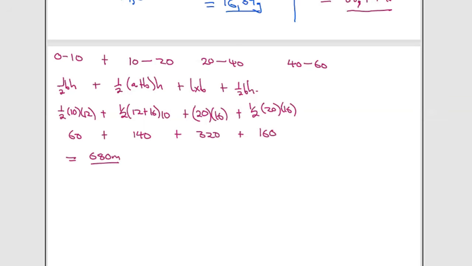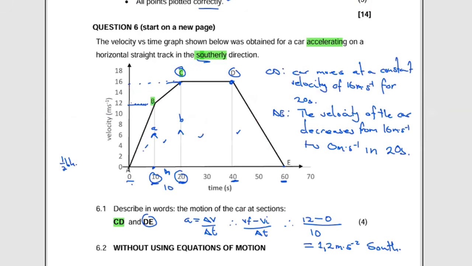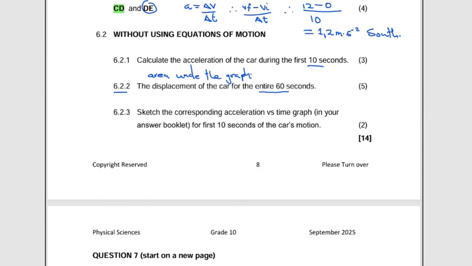So if I'm having 680 meters, I'm actually done with this part there. Then I'm going to proceed to question 6.3, right? So this is my question 6.3. It reads: sketch the corresponding acceleration versus time graph in your answer book for the first 10 seconds. For the first 10 seconds there, we actually calculated a value of what? Of 1,2 meters per square second, right?